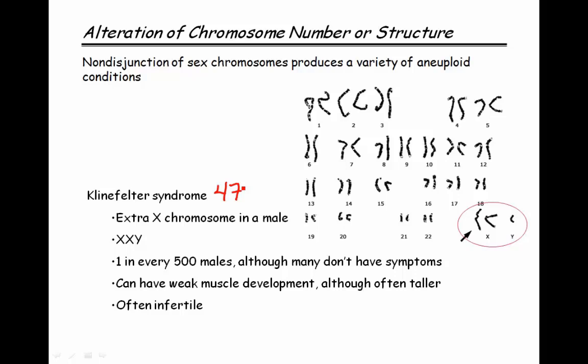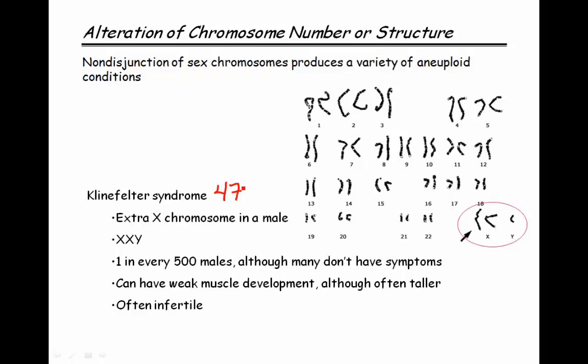So most of them do not even know that they have Klinefelter syndrome. There are sometimes slight hormone abnormalities, which can result in some weak muscle development, perhaps someone that's a little taller and more lanky. But that is not necessarily a real good phenotype here, because we have lots of individuals that are tall and lanky, and that doesn't mean they have Klinefelter syndrome.